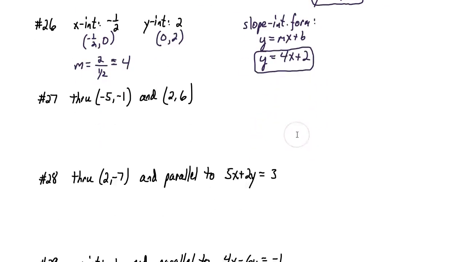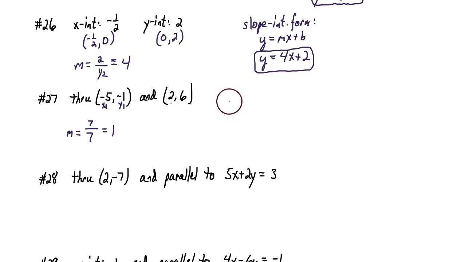Number 27 is the same thing as number 26. We have 2 ordered pairs. So let's start by finding the slope. From -1 to +6 is an increase of 7 for the y-coordinates. From -5 to +2 is an increase of 7 for the x-coordinates, and that reduces to 1. So here's our m value. Here's our x1 and our y1.